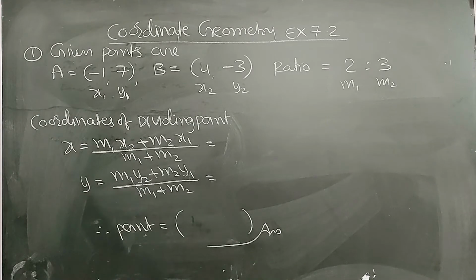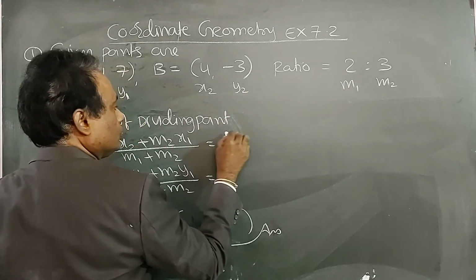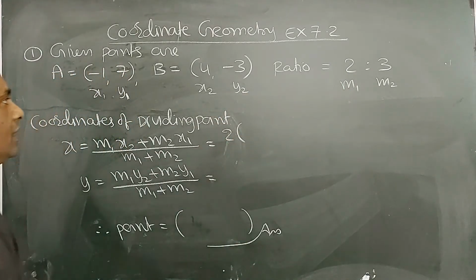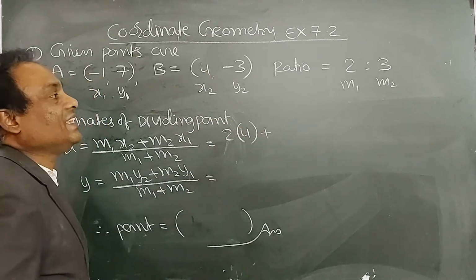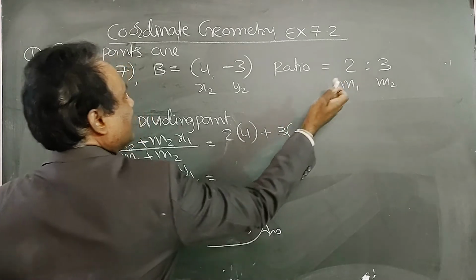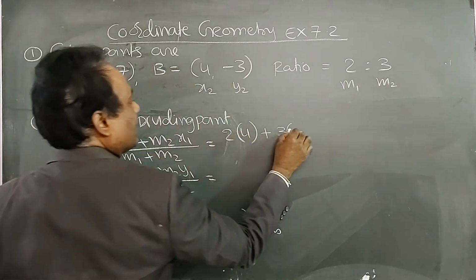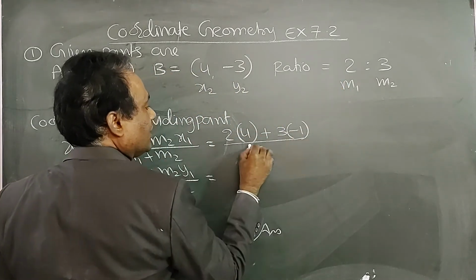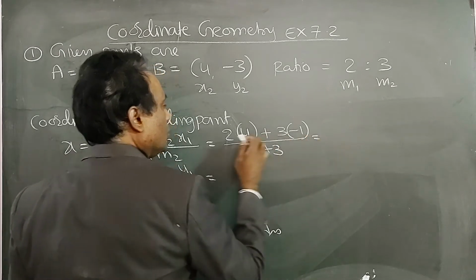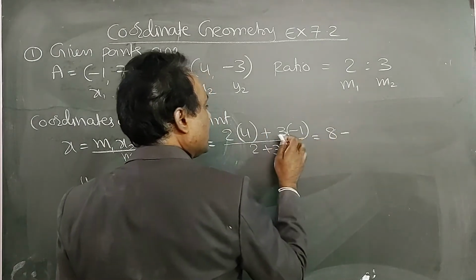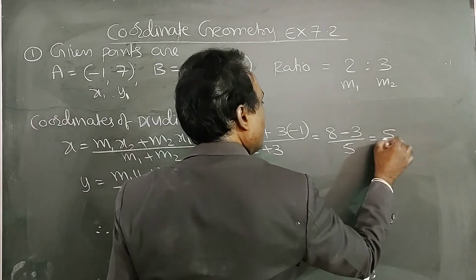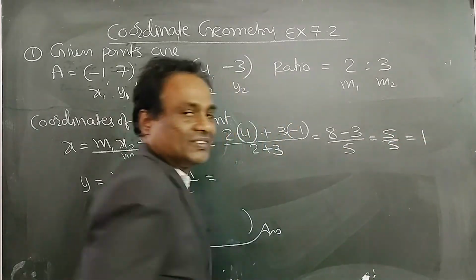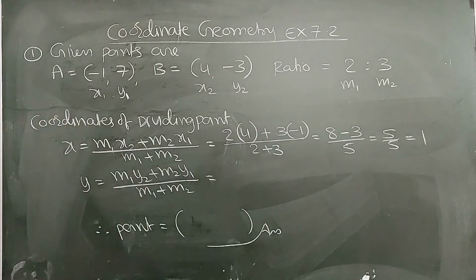Like this. m1 is 2, x2 is 4, plus m2 is 3, x1 is minus 1, by m1 plus m2. 2 fours are 8, minus 3 into 1, that is 3 by 5, 5 by 5, which is 1. X value is 1.